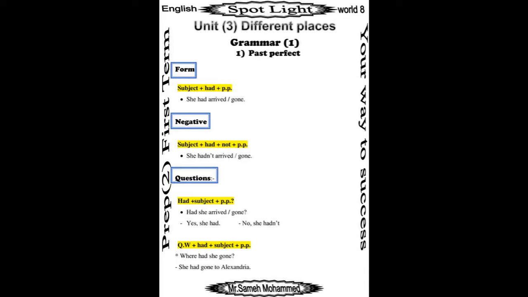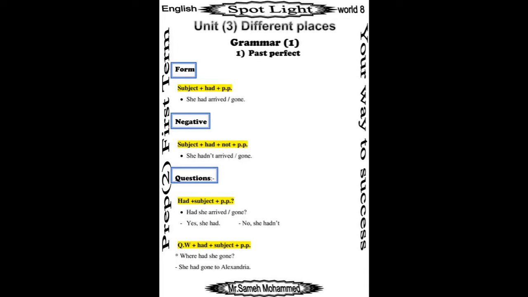For example, she had arrived or she had gone. If you want to talk about the negative, you can add not to the helping verb had, and the form is subject, had, not, plus past participle. She hadn't arrived or she hadn't gone.